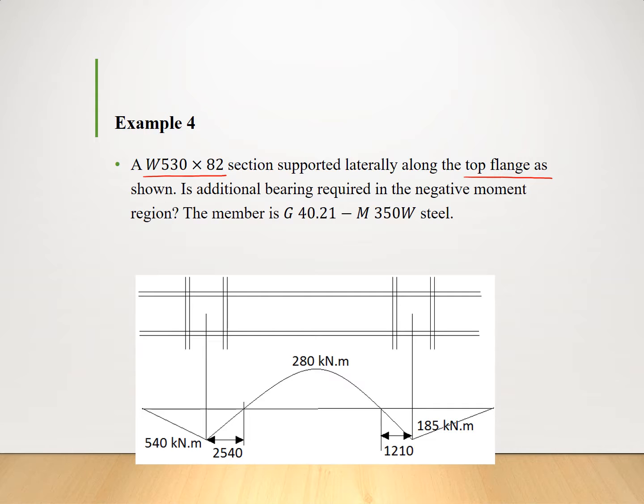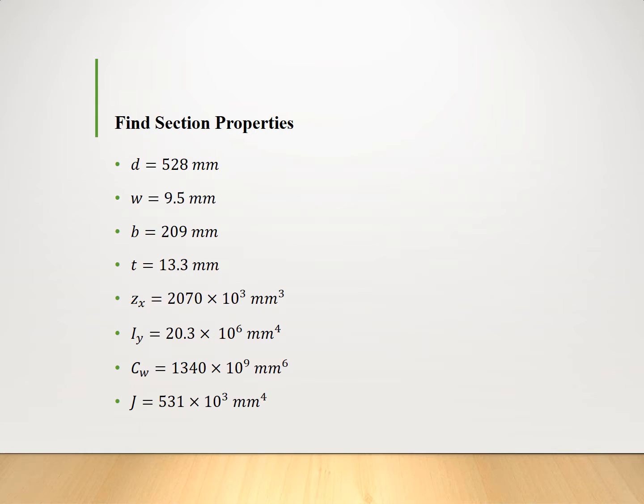So if the top flange is laterally supported, we only care about this span and this span for lateral torsional buckling, because the top flange is laterally supported and it won't buckle, but the bottom flange, which is in compression in these two areas, will buckle, and we need to check the buckling to see if the negative moment needs a bearing or not.